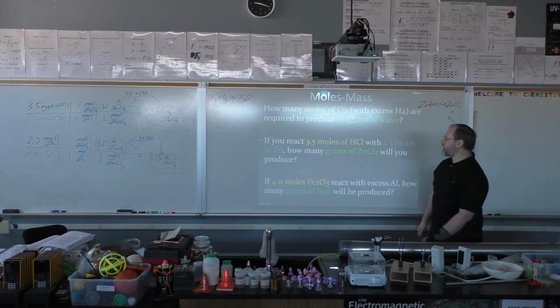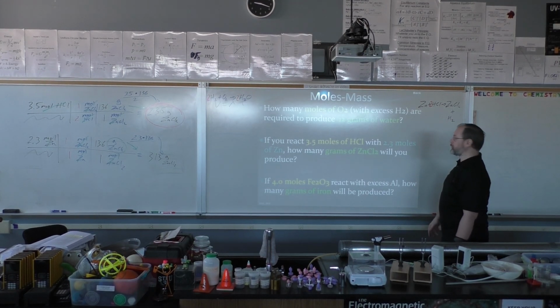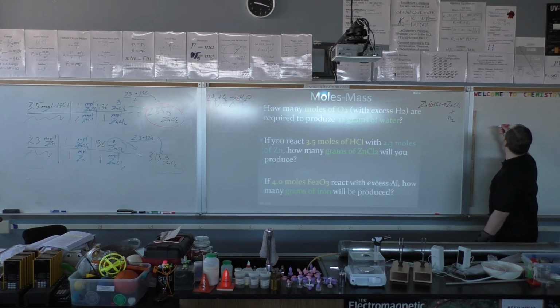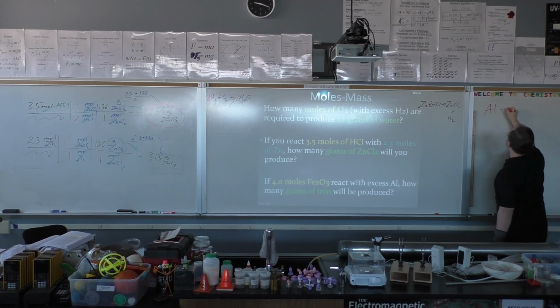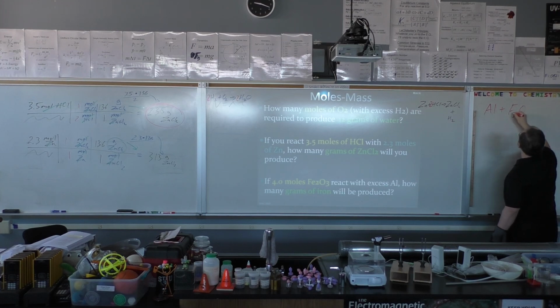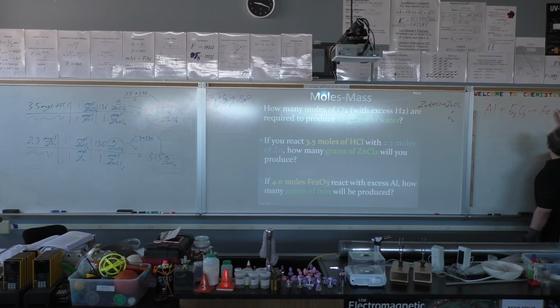If 4 moles of Fe2O3 react with excess aluminum, how many grams of iron will be produced? So I'm going to go ahead and give you the chemical reaction. Aluminum plus Fe2O3, that's iron oxide, makes iron metal, yay, and aluminum oxide. Okay. So this is thermite.